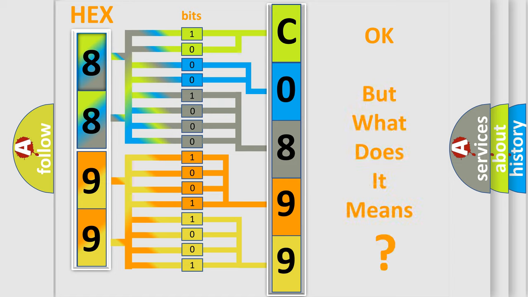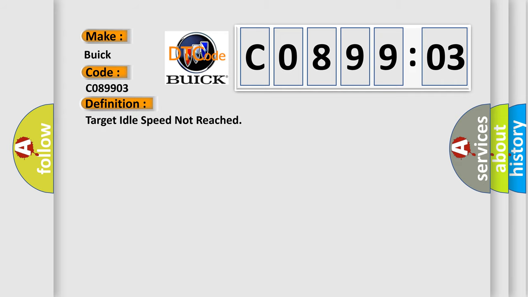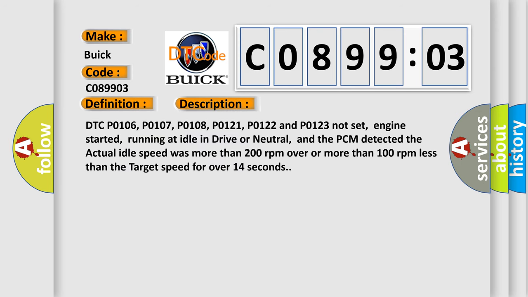The number itself does not make sense to us if we cannot assign information to what it actually expresses. So, what does the Diagnostic Trouble Code C0899-03 interpret specifically for Buick car manufacturers? The basic definition is target idle speed not reached. And now this is a short description of this DTC code.